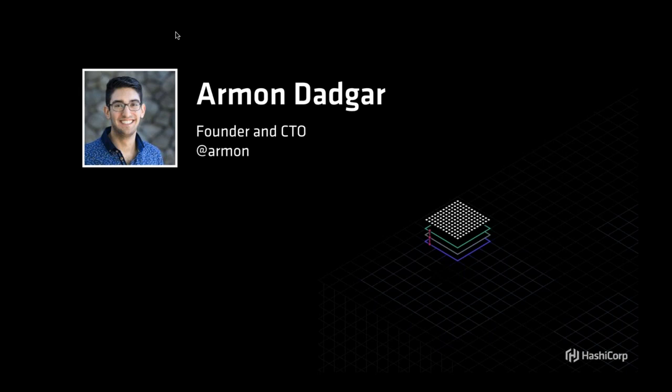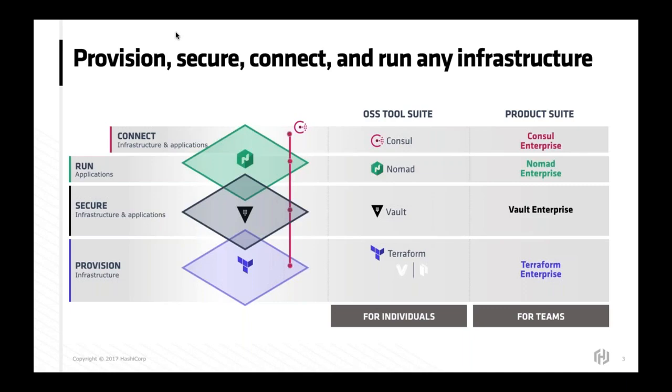So for a little bit of context, my name's Armand Dadgar. I'm one of the founders and CTO of HashiCorp. I'm going to take a wild guess that most of the folks on the webinar are relatively familiar with HashiCorp, but for those who aren't, we make a suite of products looking at provisioning, securing, connecting, and running applications. So thinking about the different challenges in application delivery and decomposing it into these 4 pieces.